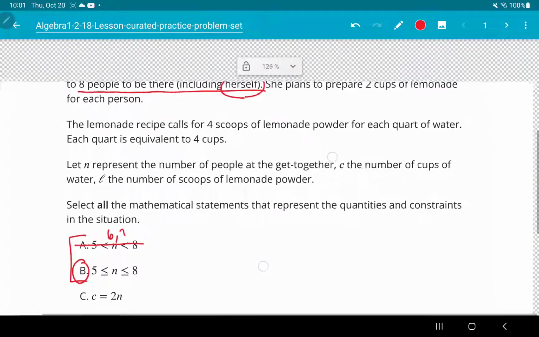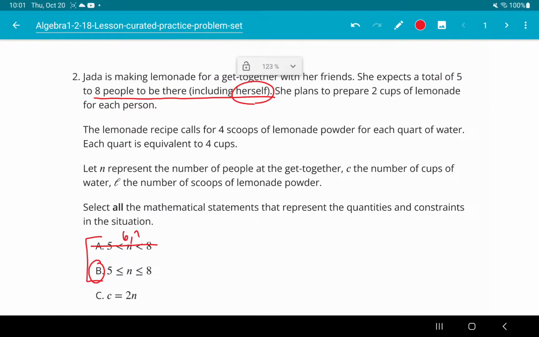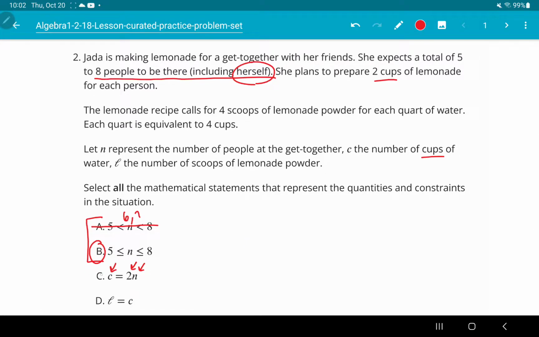Let's look at the next one. C is cups of water, and N is the number of people. So it's 2 cups per person. That means 2 times the number of people is the number of cups. So that makes sense. That's what the problem told us.